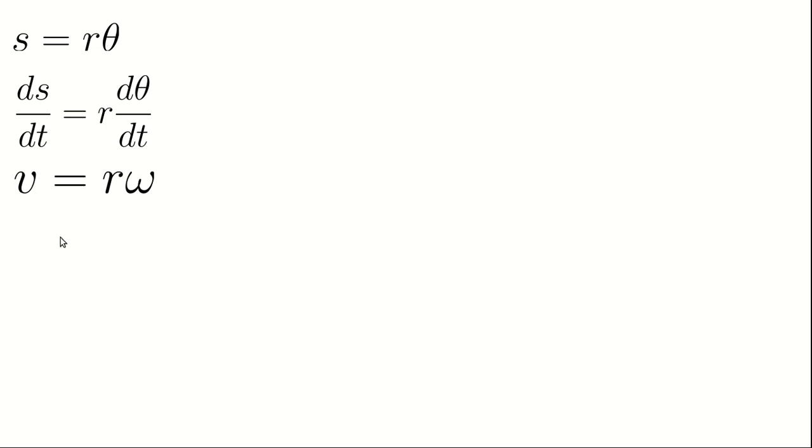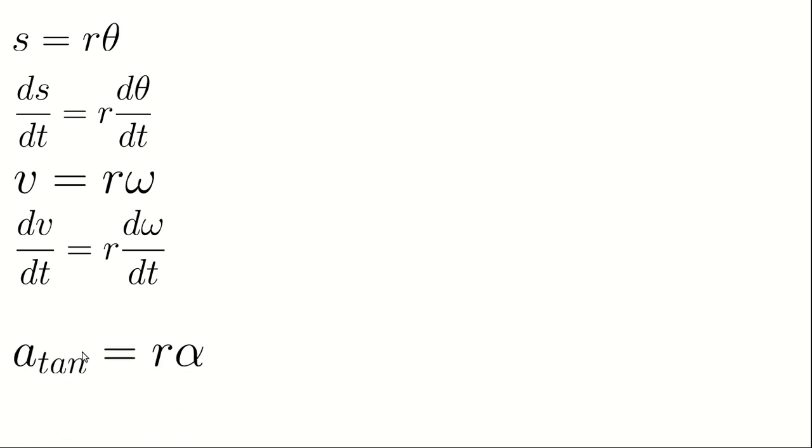Our v here is more or less like the linear velocity of the particle or the body that undergoes rotational motion. Okay, so if we differentiate this one with respect to t also, we have our acceleration and we have angular acceleration, and that gives us a subscript tan, a_tan, equal to r alpha, right?